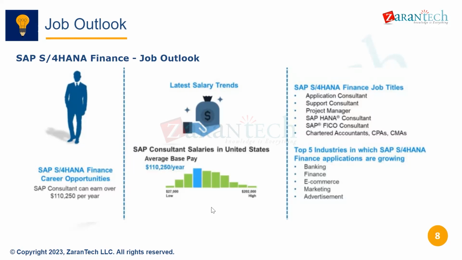But I think this average is as per the older years. Glassdoor publishes its statistics every year. If you check online, the salary might have increased now. So it would be around 123,000 average salary per year for SAP FICO consultants. And you would find so many roles associated with S4HANA, like application consultant and support consultant.